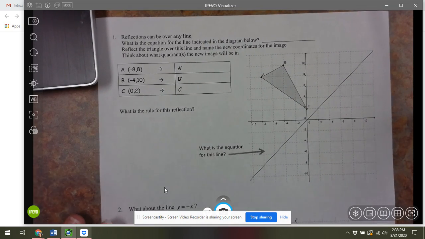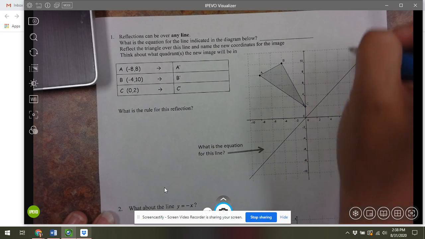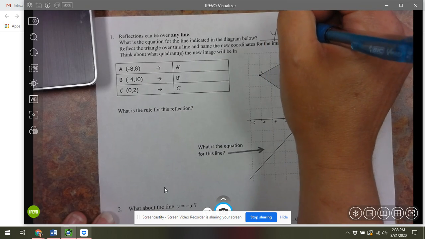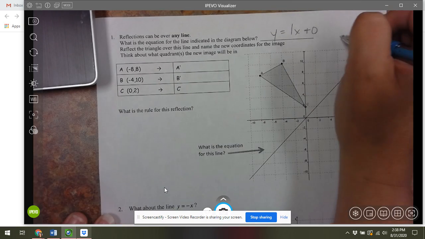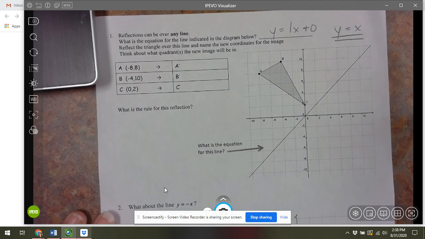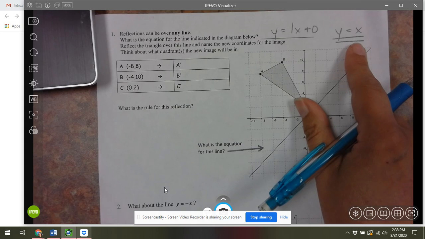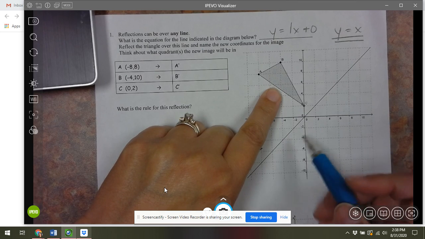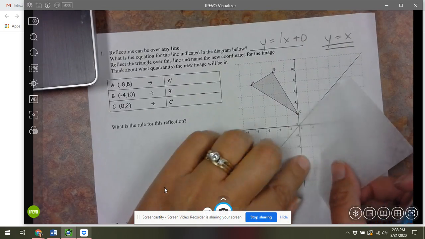One more page. Reflections can be over any line. The equation of this line, the y-intercept is 0. The slope is up 1 over 1, up 1 over 1, up 1 over 1. So that is the line y equals 1x plus 0, mx plus b. We would just write it as y equals x, but 1x plus 0 is the same as y equals x. So we're going to reflect this triangle over this line. So visualize. This triangle flips this way and comes down here.